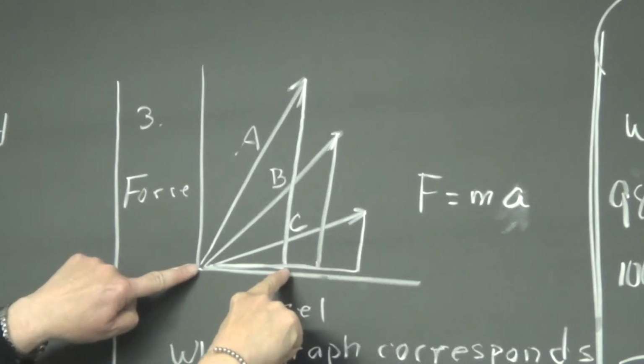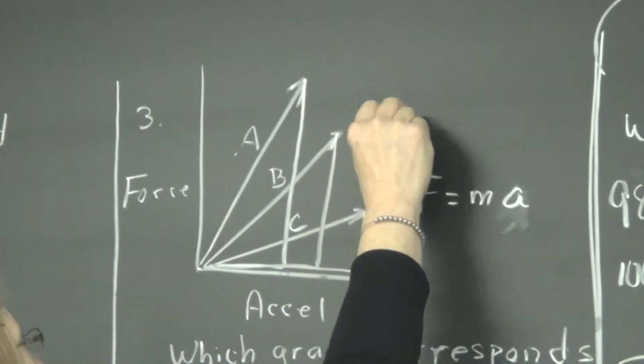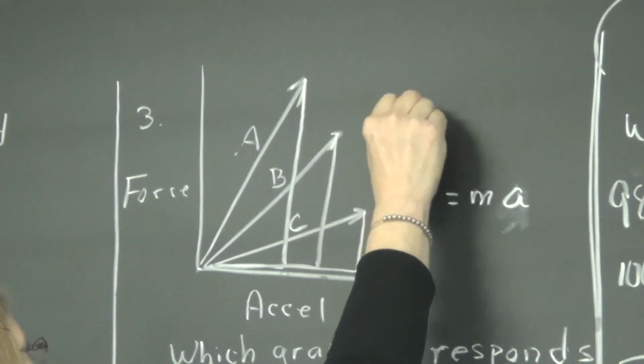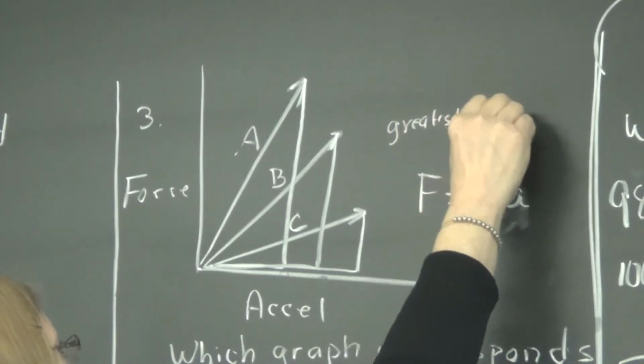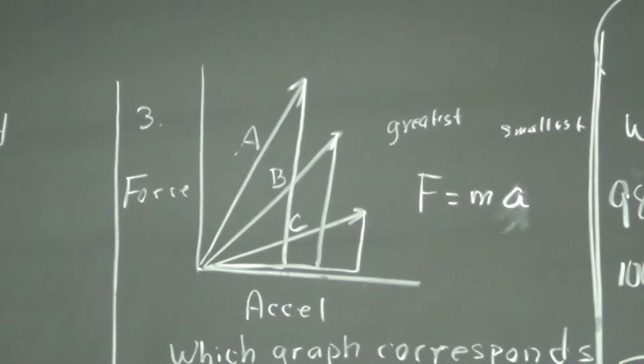Right. For A, the force is the greatest. So if you look at your equation and fill this in, F is the greatest, and A is the smallest. So if you have the greatest number, and F equals m times a, you have to divide that by the acceleration.